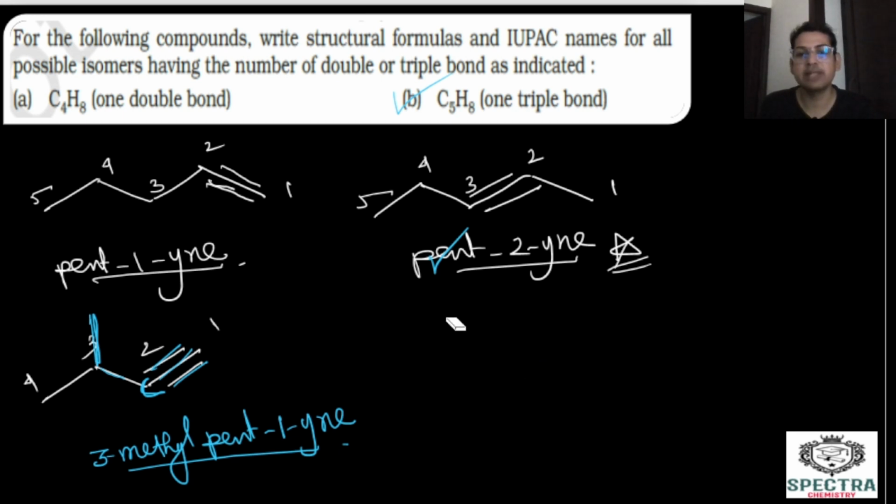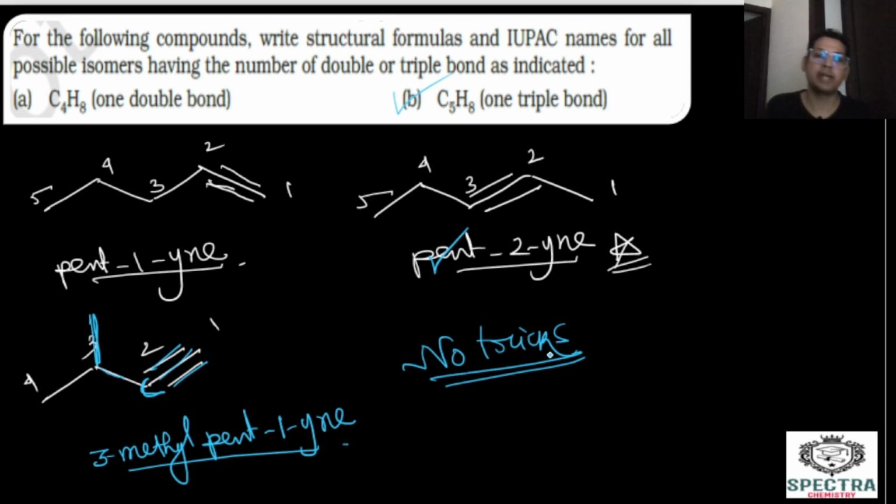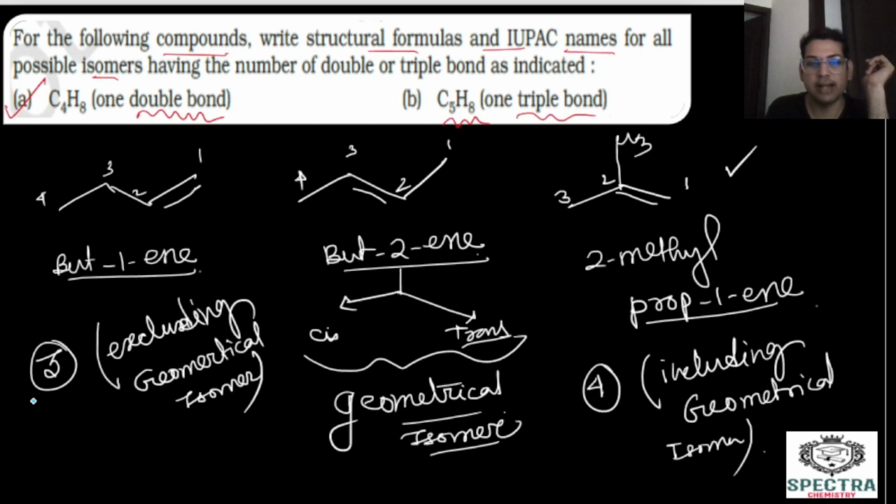Sir, are there any tricks? There are no tricks. You have to do it on your own and get your answer. So what will be the answer here? The answer here will also be 3 only. In the first case also 3 is the answer. If you include geometrical isomers, 4 will be the answer.